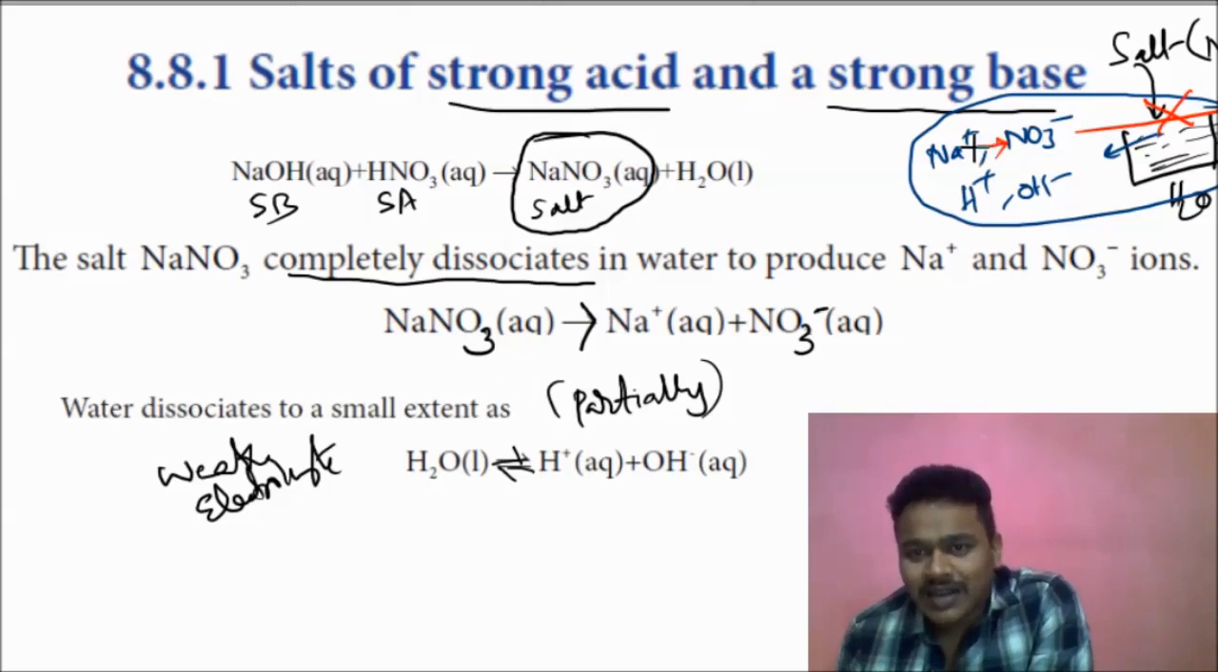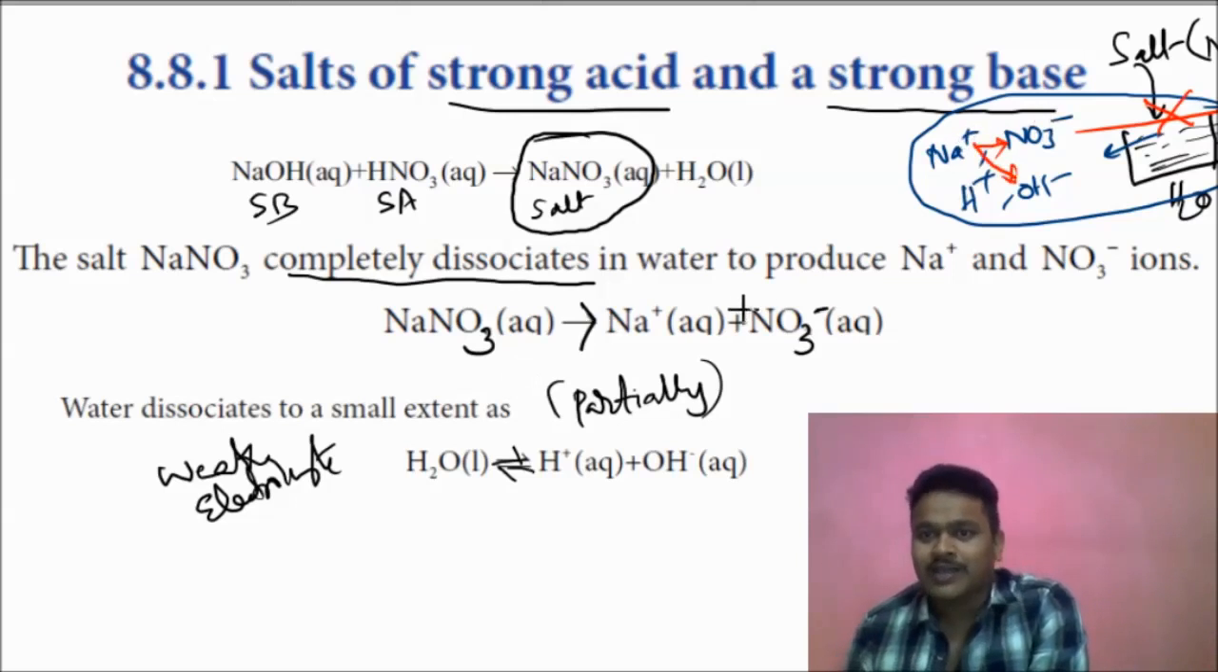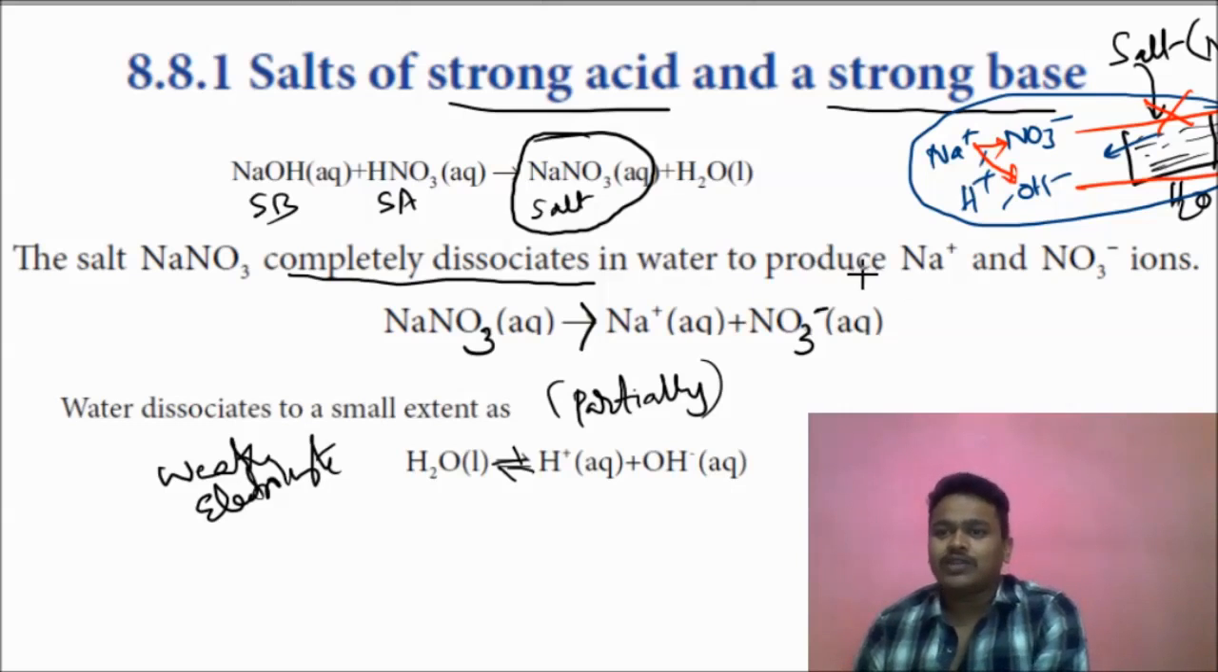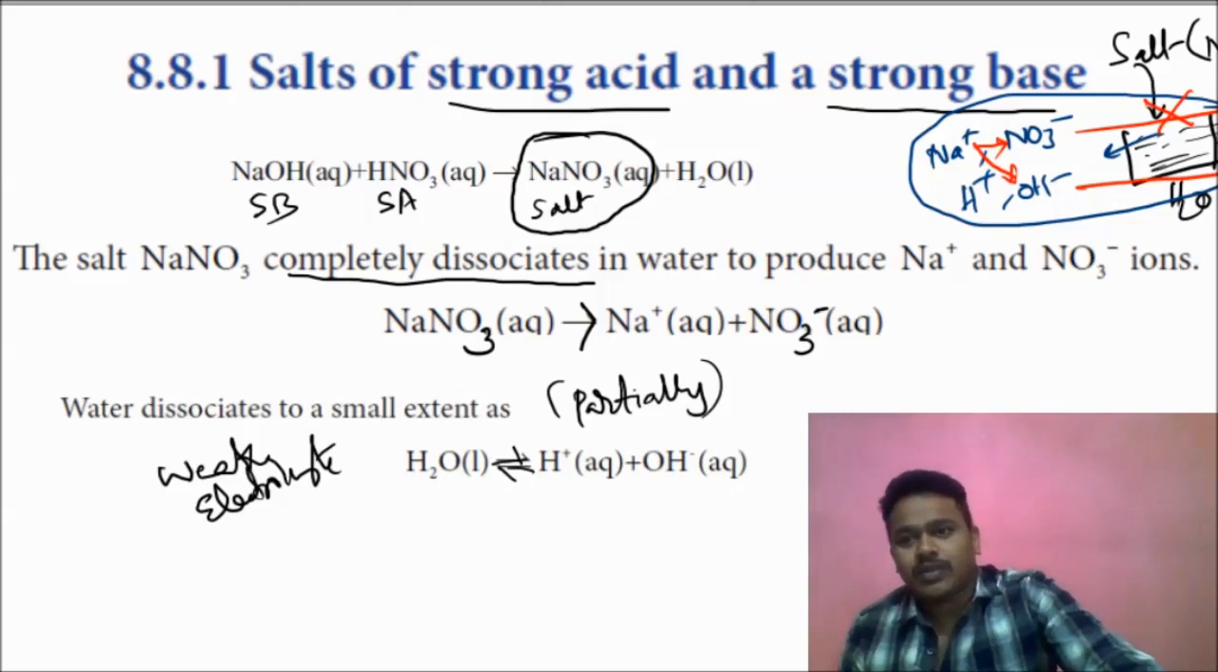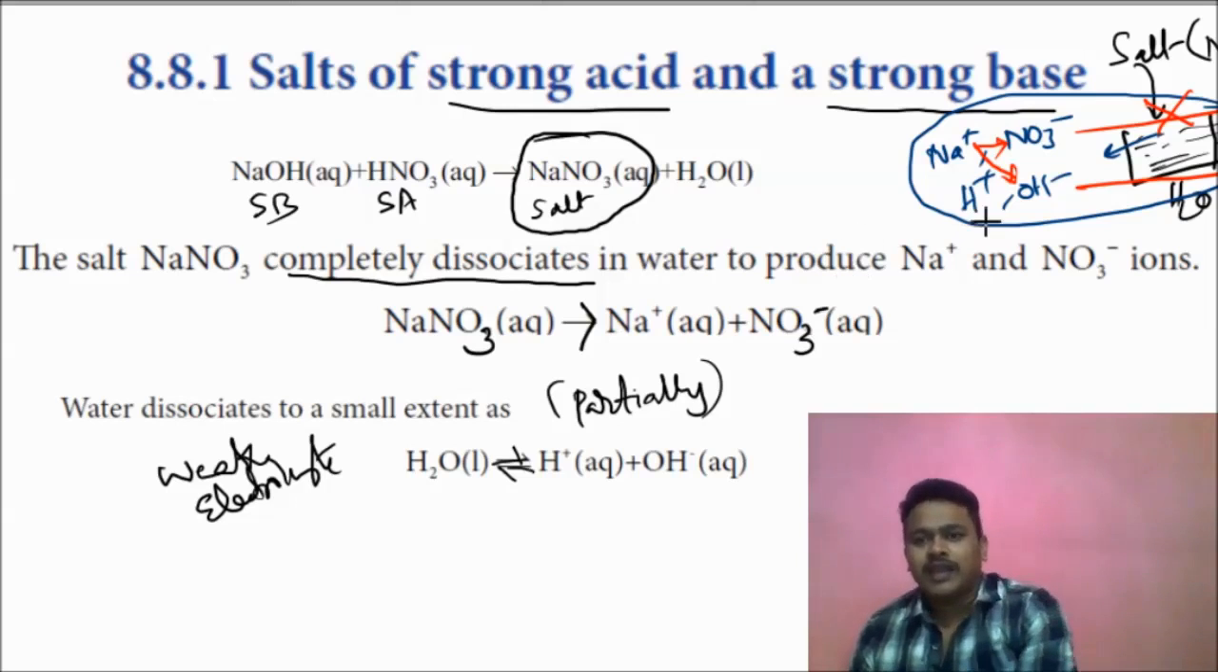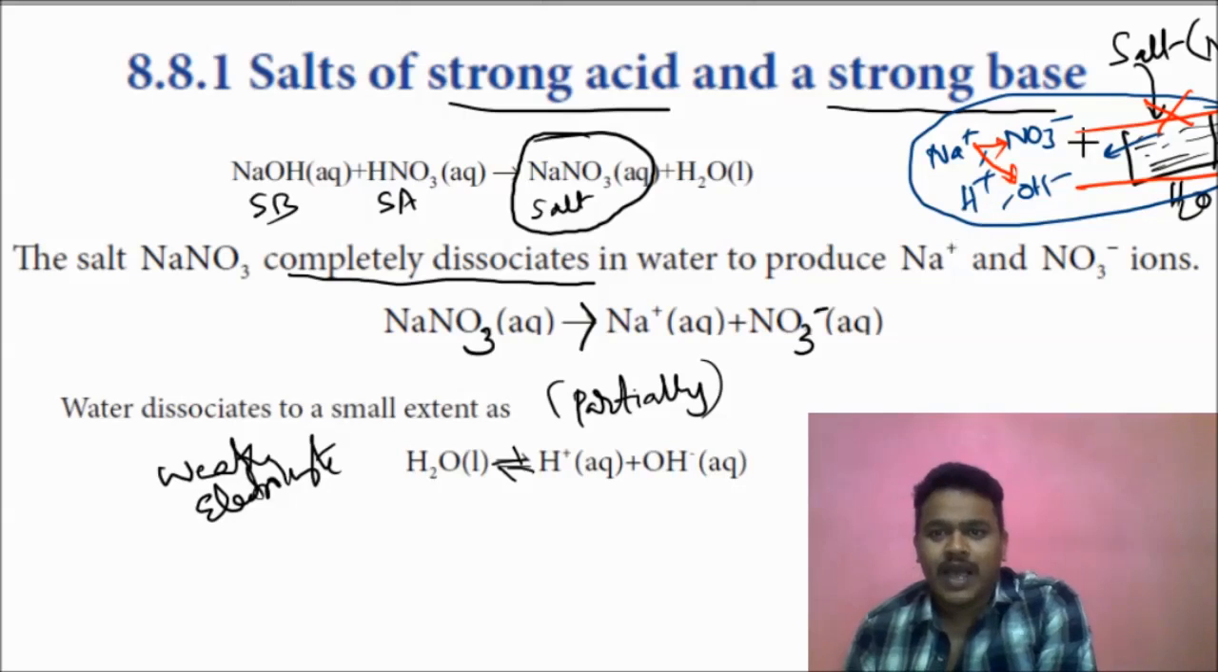And what is the other option? Na plus will go to OH minus. What are you expecting now? NaOH you are expecting. I will write here, you see again.